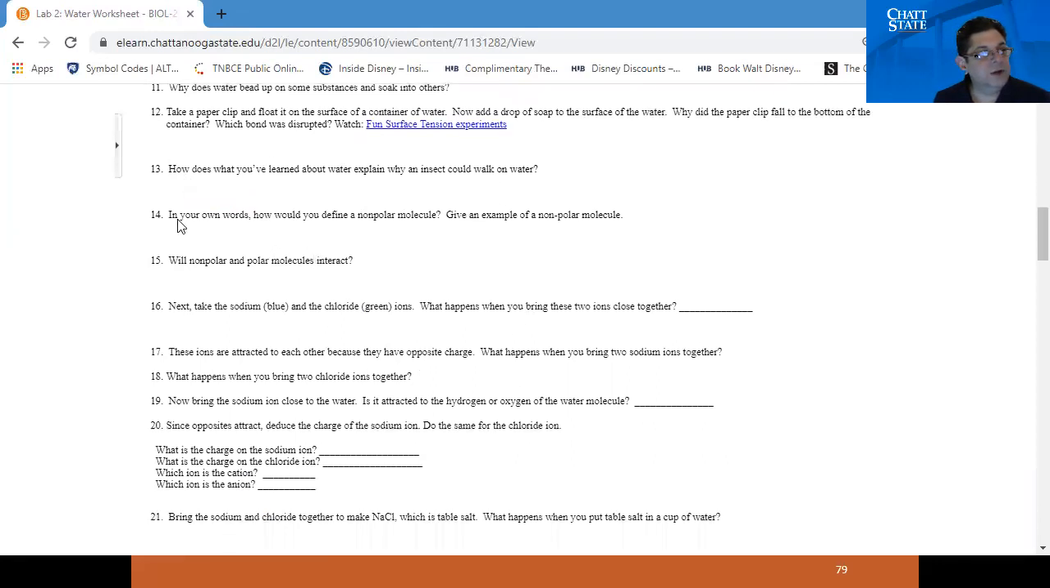Okay, here we go. In your own words, how would you define a non-polar molecule? And then give an example. So right from the PowerPoint, nonpolar means equal sharing of electrons. That's one way to define it. Another way to define it is a molecule that has nonpolar covalent bonds. Or another way to define it is a molecule that exhibits no charge. Nonpolar, no charge. Polar is both charges, nonpolar is no charge. So it's like an all or none.